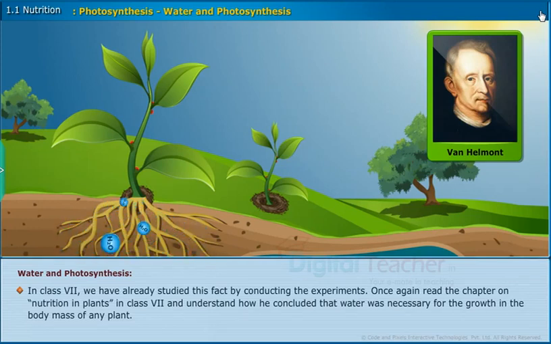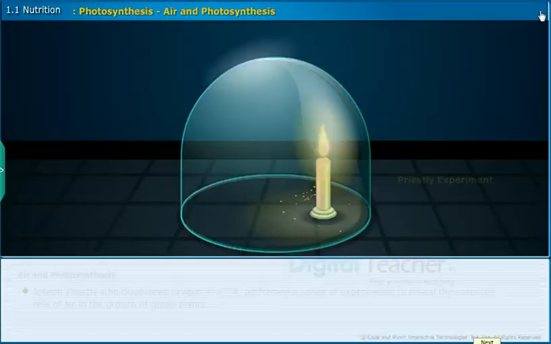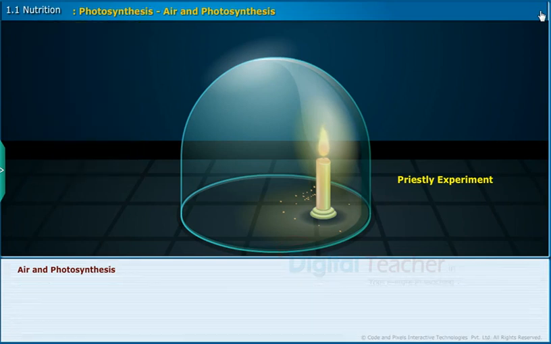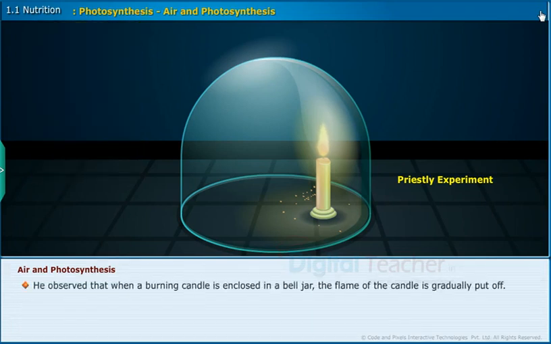Now, let us learn about the role of air in the process of photosynthesis. Joseph Priestley, who discovered oxygen in 1774, performed a series of experiments to reveal the essential role of air in the growth of green plants. He observed that when a burning candle is enclosed in a bell jar, the flame of the candle is gradually put off.